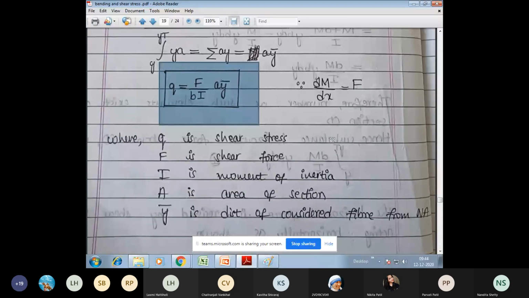Please read this sentence carefully. Y bar is the distance of the CG of the considered fiber from the neutral axis. CG was missing over here. Y bar is the distance of the considered fiber's CG from the neutral axis. This is one of the very important sentences. Based on this itself, you will understand how to solve the numerical examples.